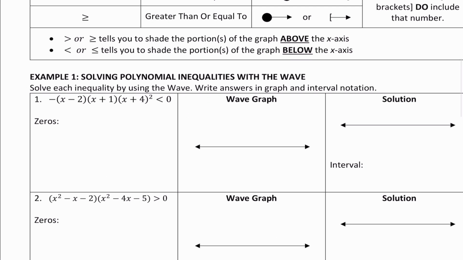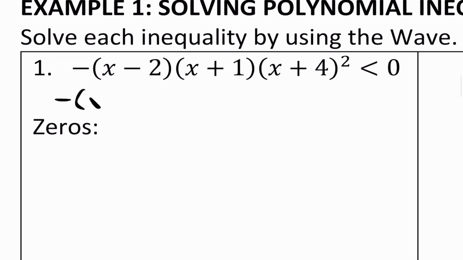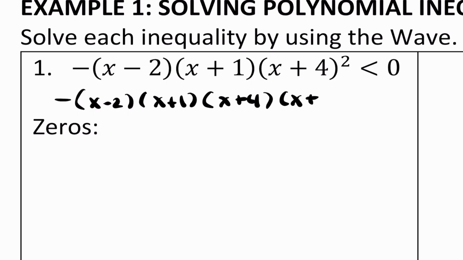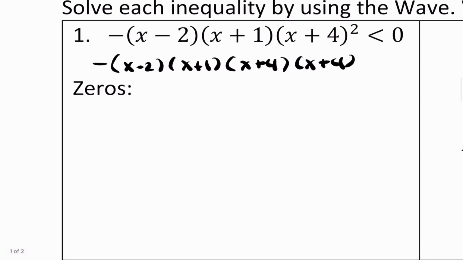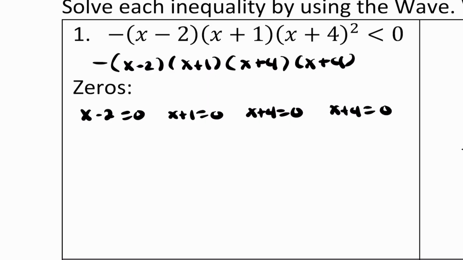We have number 1. So I always like to look at my polynomial equation or inequality and find my zeros. So here we have negative times x minus 2 times x plus 1 times the quantity x plus 4, squared. I'm going to go ahead and rewrite this as negative times x minus 2 times x plus 1 times x plus 4 times x plus 4, because this thing here is just written twice. Okay? So if I were to solve the zeros, I just do x minus 2 equals 0, x plus 1 equals 0, x plus 4 equals 0, and x plus 4 equals 0.